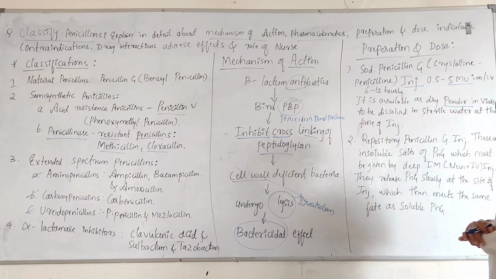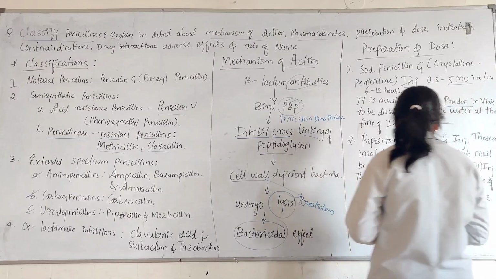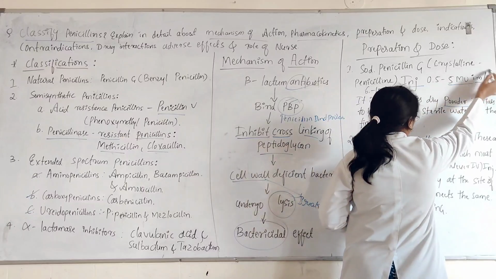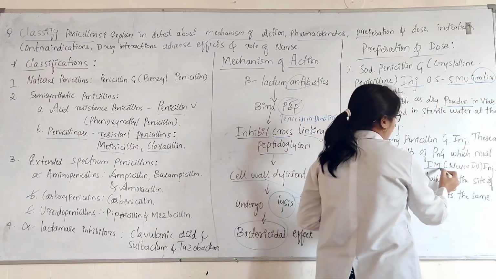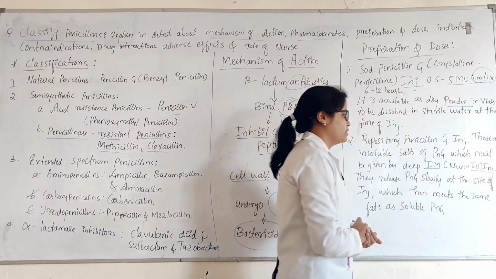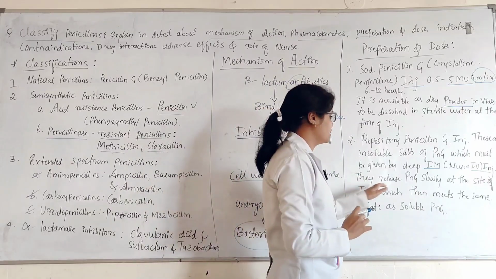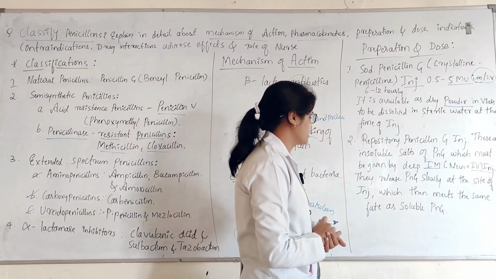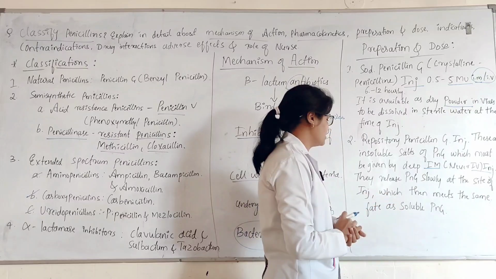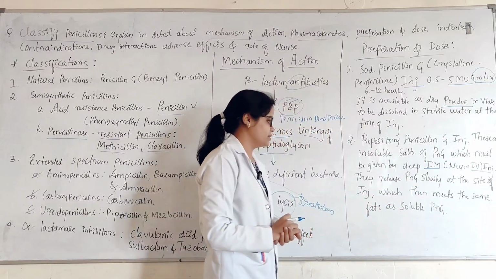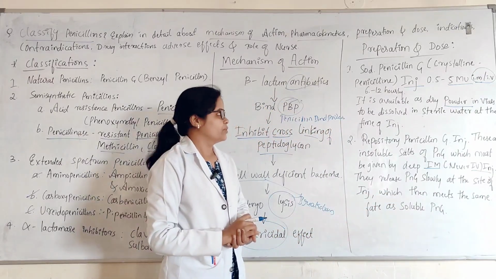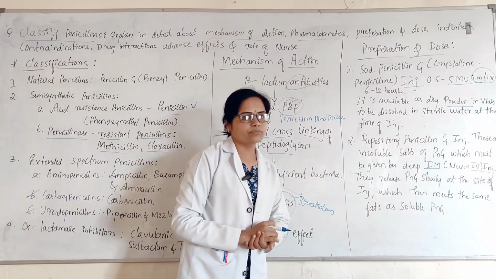And repository penicillin G injections are insoluble salts of penicillin G which must be given by deep IM. Here it is used for IM only, and there are no IV injections. These injections release the penicillin G slowly at the site of injection, which then behaves the same as soluble penicillin G. Okay, these are the preparation and the dose of penicillin G.